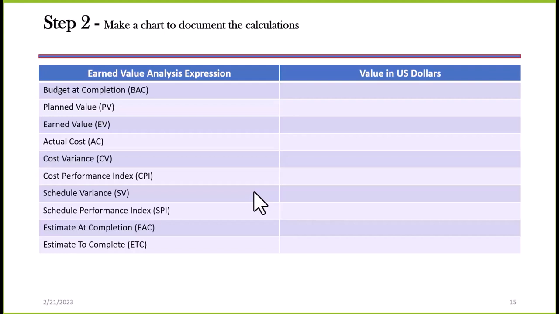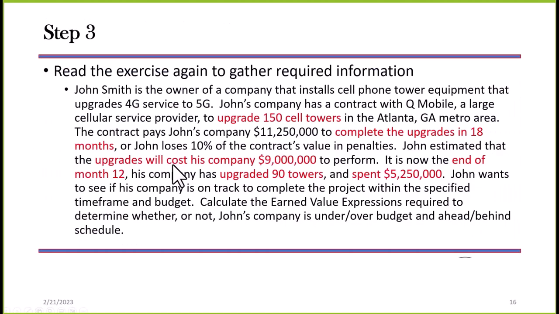This is earned value management. This is earned value. This is what I'm going to be analyzing based on the critical information that I've obtained from my collection of the information on my project. For this project, we go back and we reread. We establish what is the most important information that I need for this project. Here it is. I'm going to upgrade 150 cell towers. I'm going to complete the upgrade in 18 months, and the upgrades are going to cost $9 million. It's the end of 12 months, and we've upgraded 90 towers, and we've spent $5.25 million.